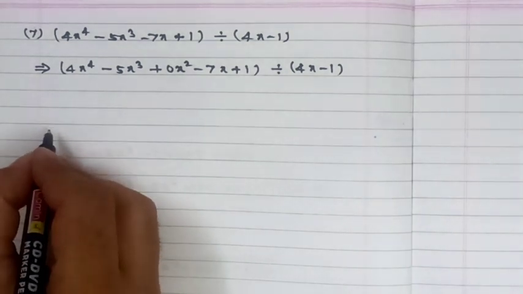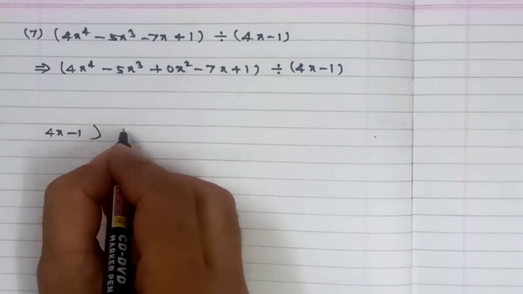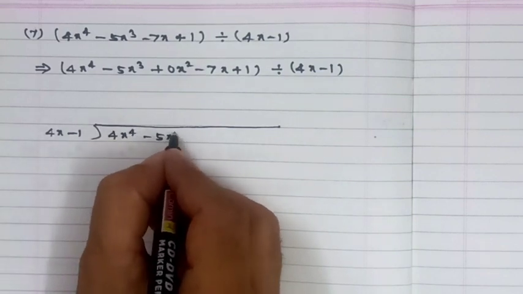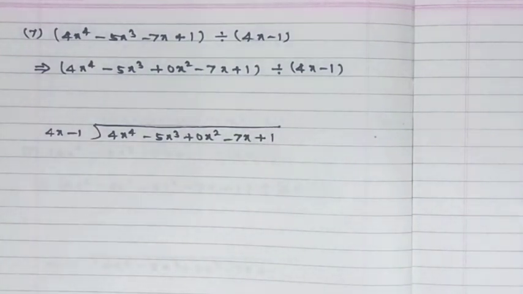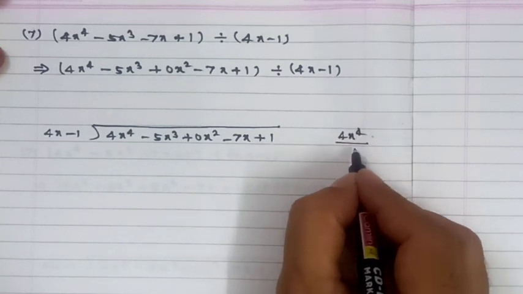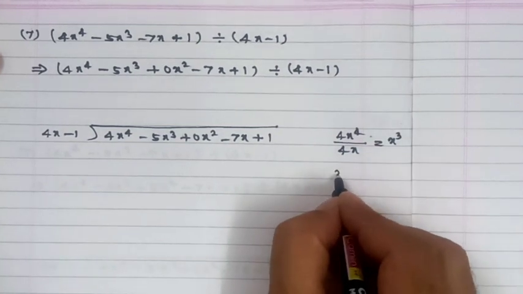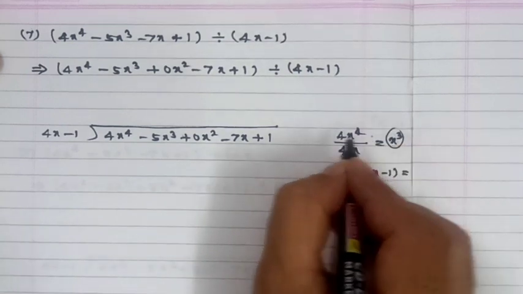Now write your divisor outside, 4x minus 1, and dividend inside, which is 4x raised 4 minus 5x cube plus 0x square minus 7x plus 1. Now divide 4x raised 4 by 4x, you will get x cube. Multiply this x cube to 4x minus 1, but before that don't forget to write this x cube here.